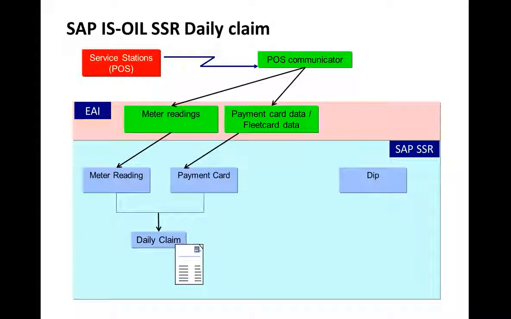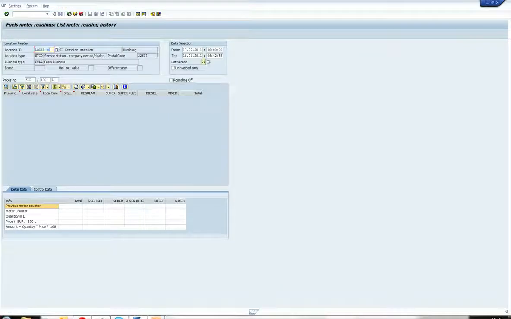I've prepared an example. First of all, the first part is the meter readings. We go to 03RC MM02. And I've prepared an example for, let's say, the 17th of April.